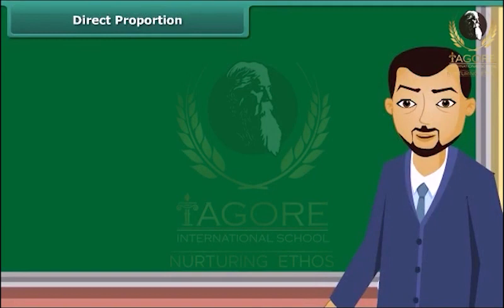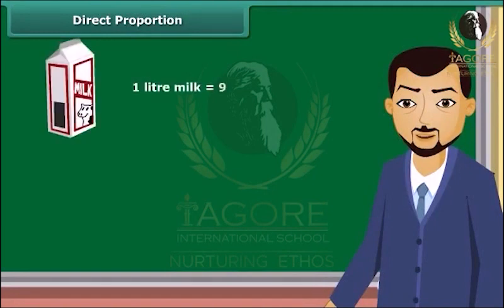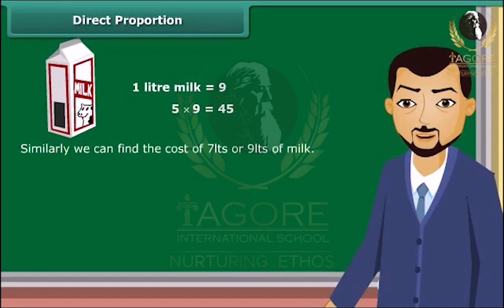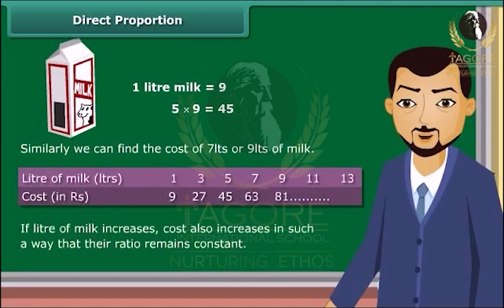Direct proportion. If the cost of 1 liter of milk is 9 rupees, then what would be the cost of 5 liters of milk? It is 45 rupees. Similarly, we can find the cost of 7 liters or 9 liters of milk. If liters of milk increase, cost also increases in such a way that their ratio remains constant.